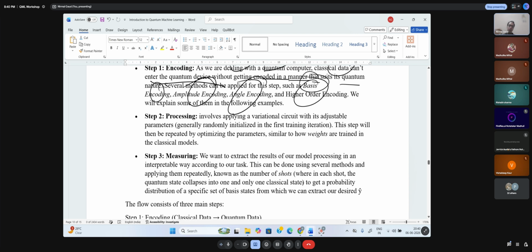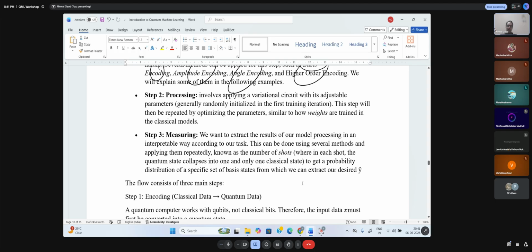Processing. Once you give this encoding into the quantum circuit, you need to process this input. A variational circuit is applied that will adjust the parameter. This step will be repeated by optimizing the parameter theta, just as weights are trained in a classical model, and similarly that theta will be optimized here in the process. Then measuring. We want to extract the results of our model processing in an interpretable format.